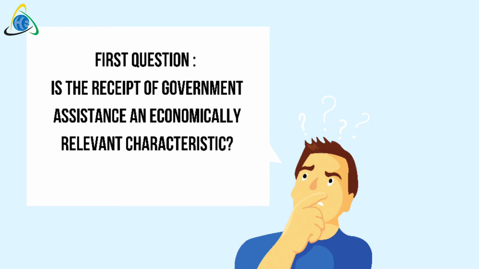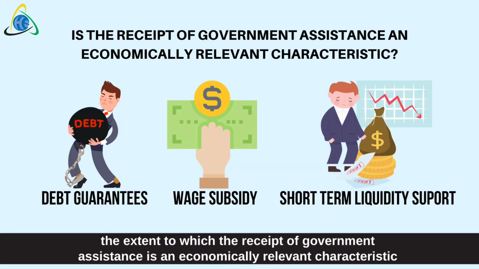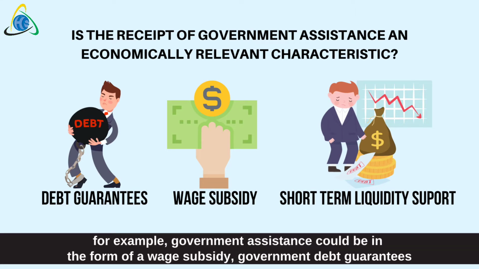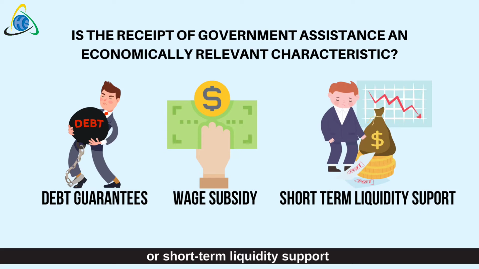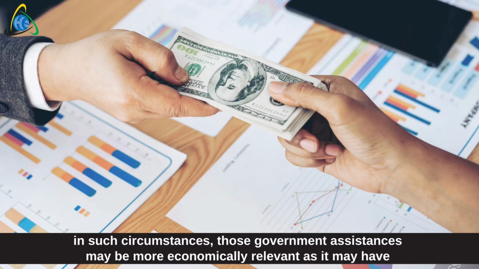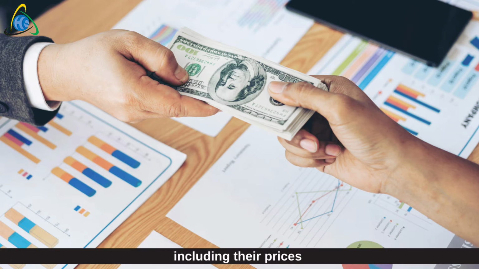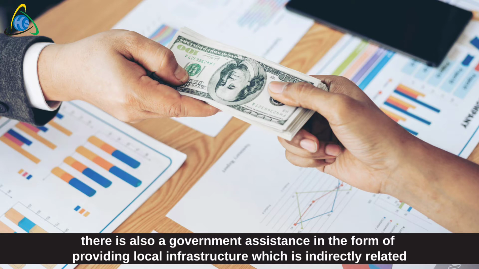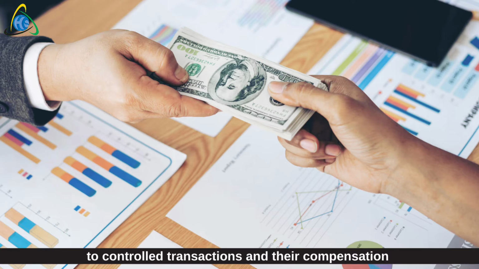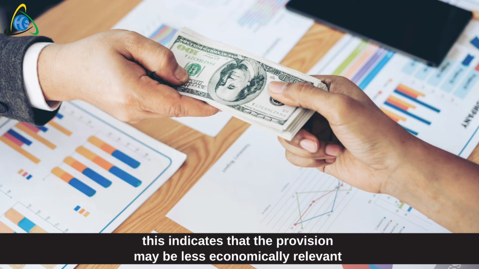The first question: is the receipt of government assistance an economically relevant characteristic? The extent to which the receipt of government assistance is an economically relevant characteristic may vary. For example, government assistance could be in the form of wage subsidy, government debt guarantees, or short-term liquidity support. In such circumstances, those government assistances may be more economically relevant, as they may have a direct impact on controlled transactions and comparable transactions between independent parties, including their prices. There is also government assistance in the form of providing local infrastructure, which is indirectly related to controlled transactions and their compensation. This indicates that the provision may be less economically relevant.